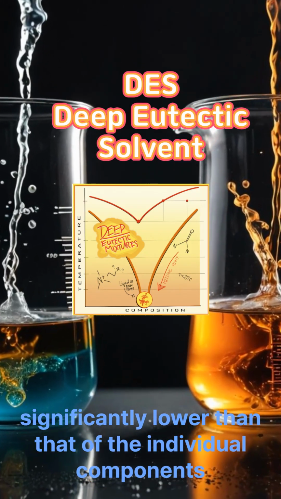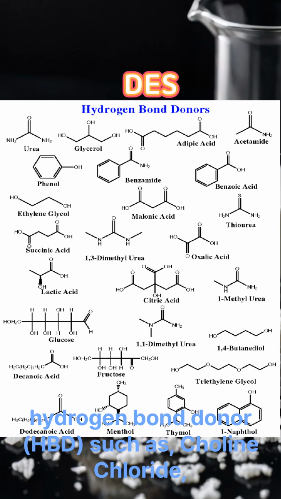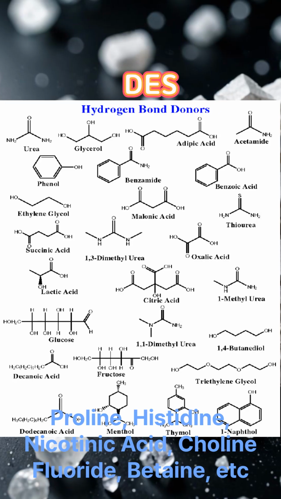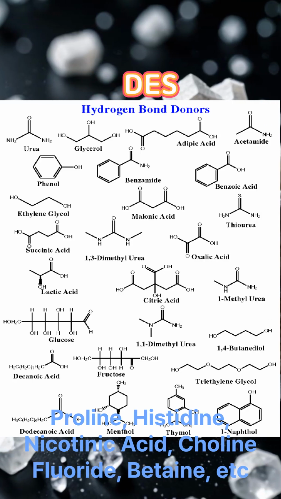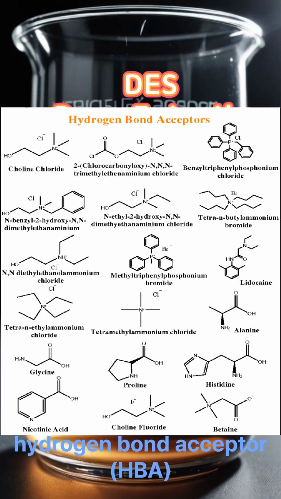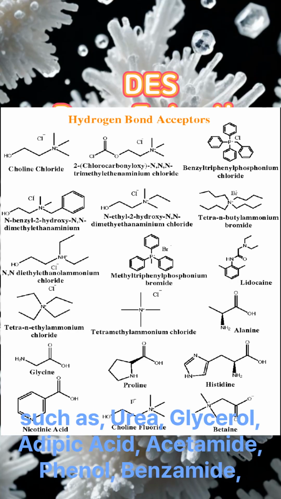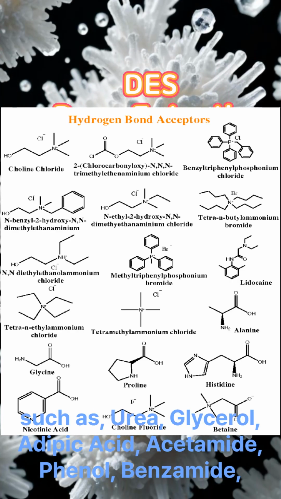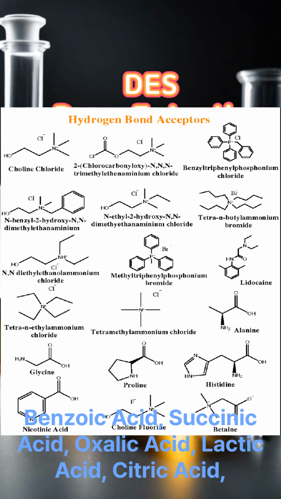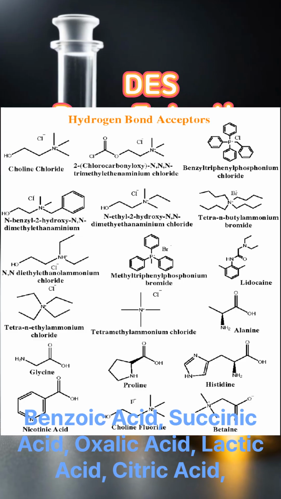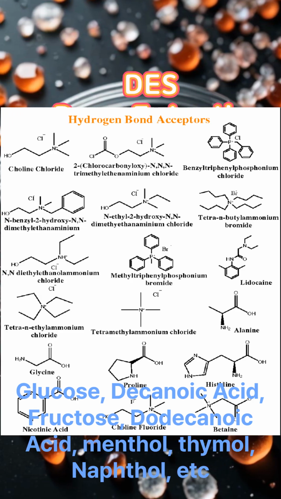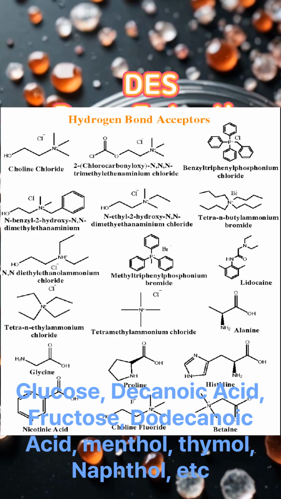of the individual components. Hydrogen bond donor HBD such as choline chloride, lidocaine, alanine, glycine, proline, histidine, nicotinic acid, choline fluoride, betaine, etc. Hydrogen bond acceptor HBA such as urea, glycerol, adipic acid, acetamide, phenol, benzamide, benzoic acid, succinic acid, oxalic acid, lactic acid, citric acid, glucose, decanoic acid, fructose, dodecanoic acid, menthol, thymol, naphthol, etc.